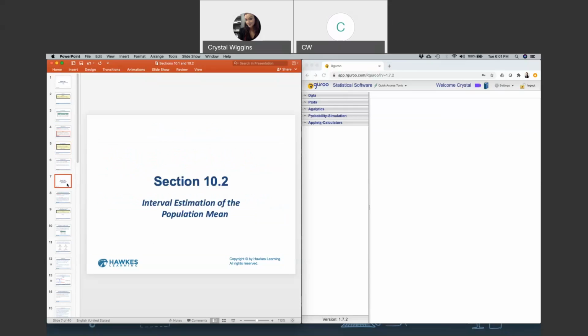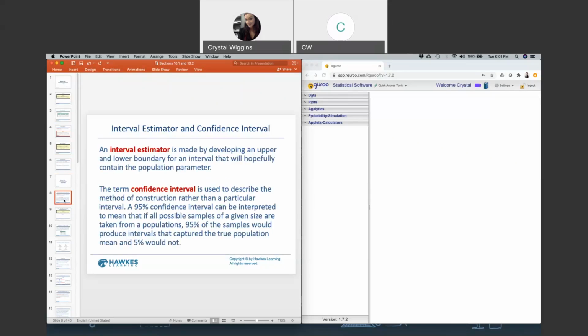Now, let's really get into that interval estimate with confidence levels. It's called a confidence interval as well. So an interval estimate is made by developing an upper and lower boundary for an interval that will hopefully contain the population parameter. At least that is our goal, that this interval we're going to create will contain the actual population parameter. But this interval is not based on the population parameter. It is designed, created, and calculated based off of the sample statistic.